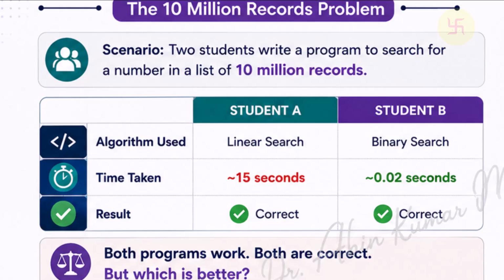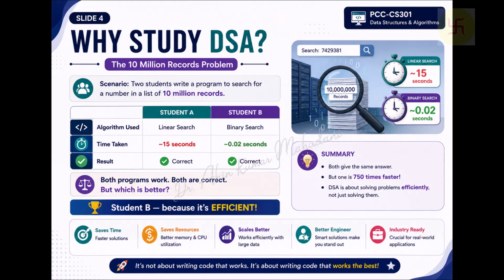So both solutions are correct, but one is much more efficient, and this is one of the main reasons we study data structures and algorithms. DSA helps us find not only a correct solution, correct strategy or correct data structure, but also an efficient solution, that is, an efficient algorithm to solve a particular problem.